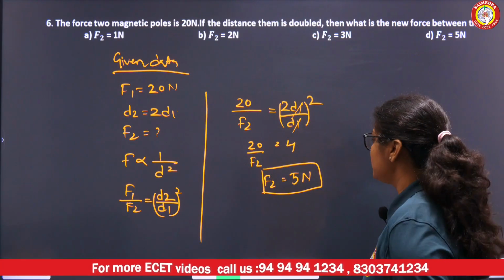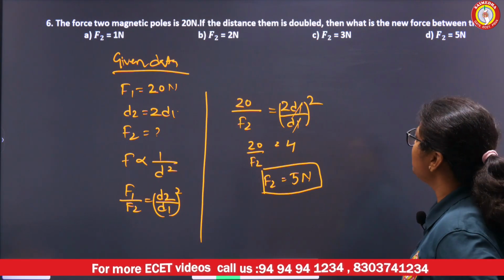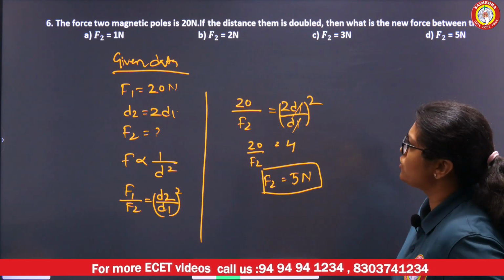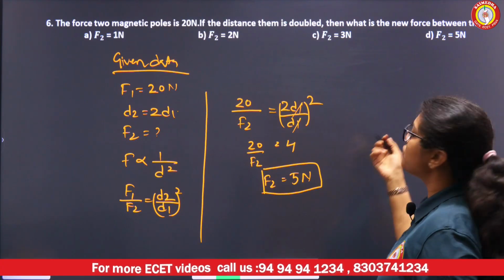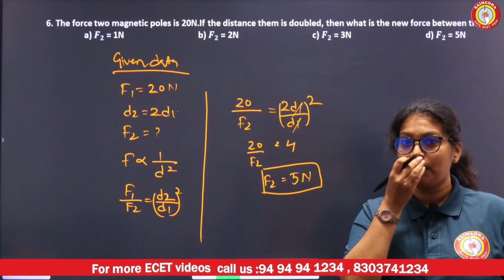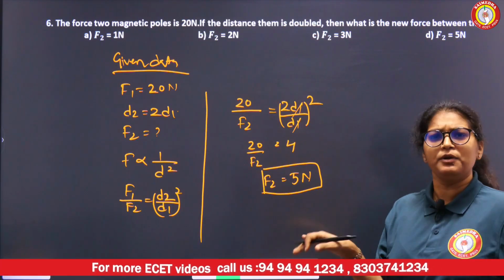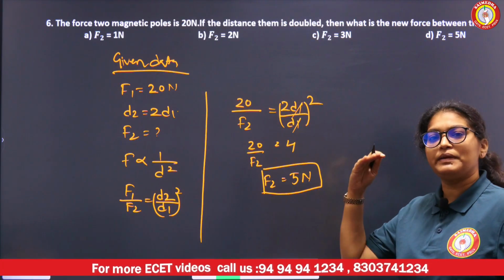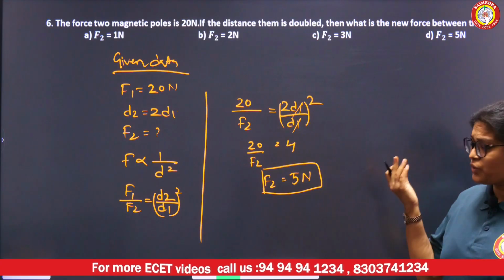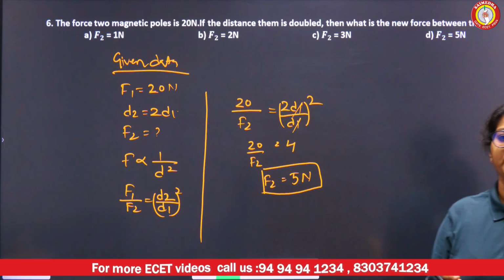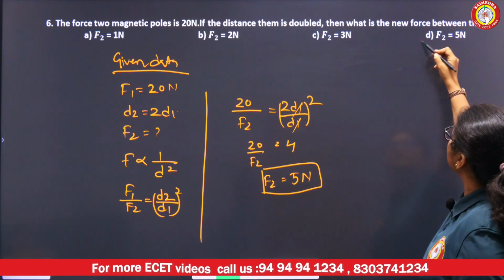So we got the force as 5 newtons. But see the question: when it is 20 newtons, when the distance is doubled, what happens to the new force? Does it decrease or increase? It decreases. You remember that point. If the distance is doubled or tripled, the force will decrease. It will not increase. You can analyze like that also in a smart way. Clear? So the answer is 5 newtons.